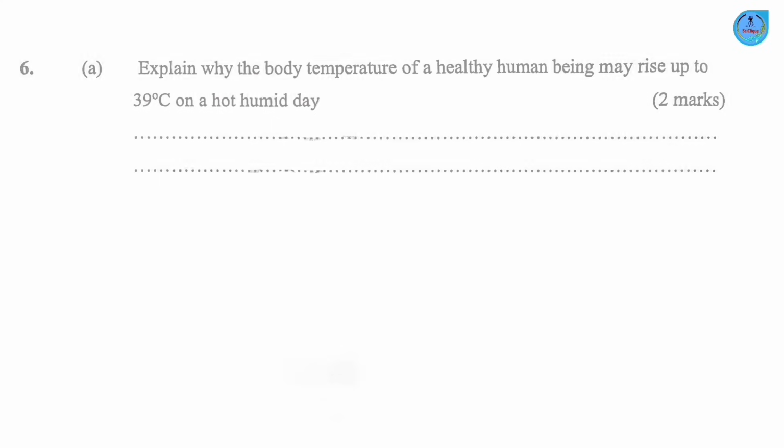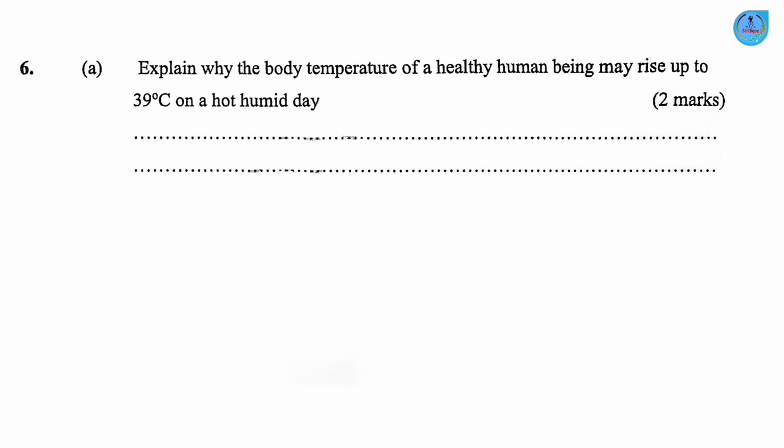Moving on to question 6. Explain why the body temperature of a healthy human being may rise up to 39 degrees Celsius on a hot, humid day. Okay.